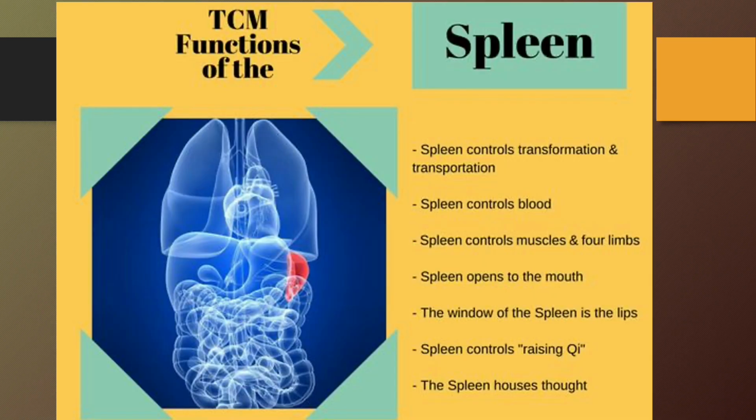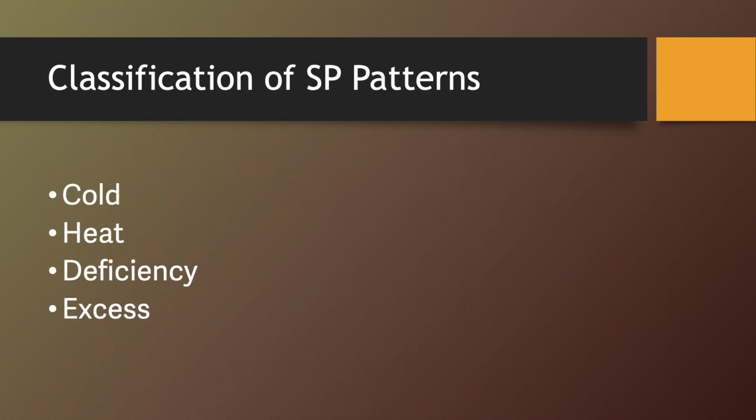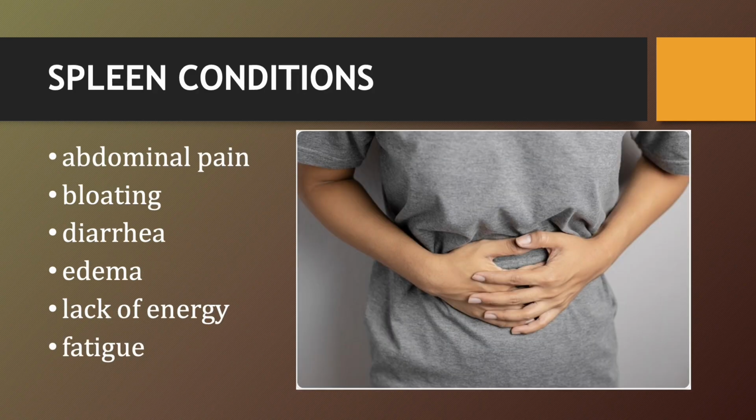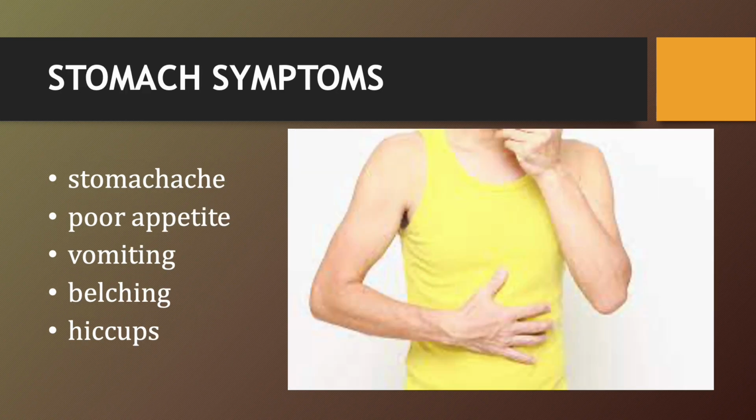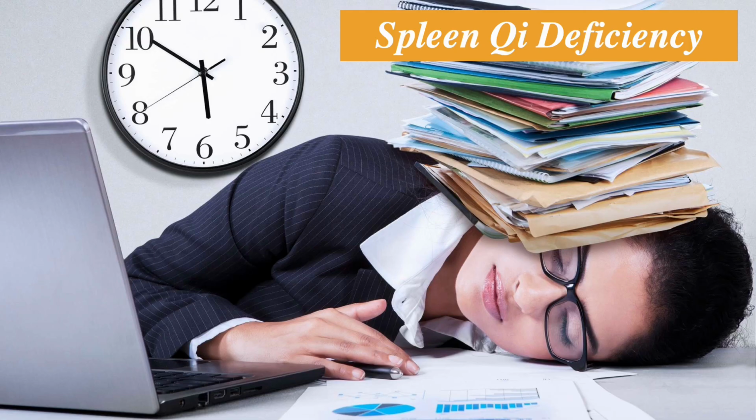The spleen also controls blood within vessels and governs the muscles of the four limbs. It opens into the mouth and its luster shows in the lips. The patterns of the spleen and stomach can be classified into cold, heat, deficiency, and excess. Common signs and symptoms of the spleen conditions include abdominal pain, bloating, diarrhea, edema, lack of energy, and fatigue. Common symptoms of the stomach include stomach ache, poor appetite, vomiting, bulging, and hiccups.